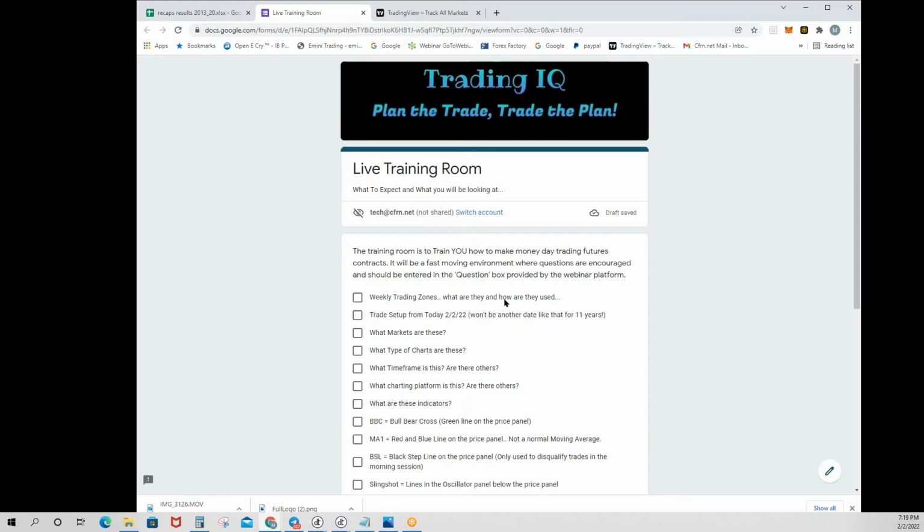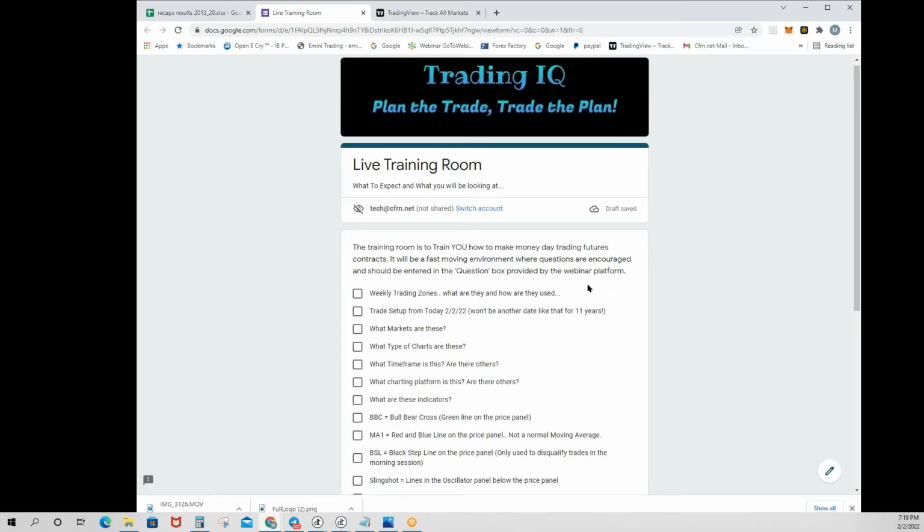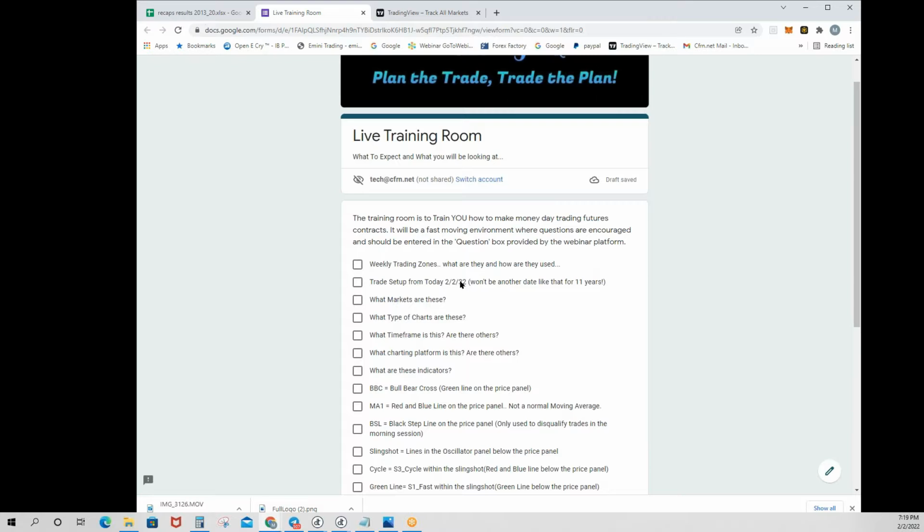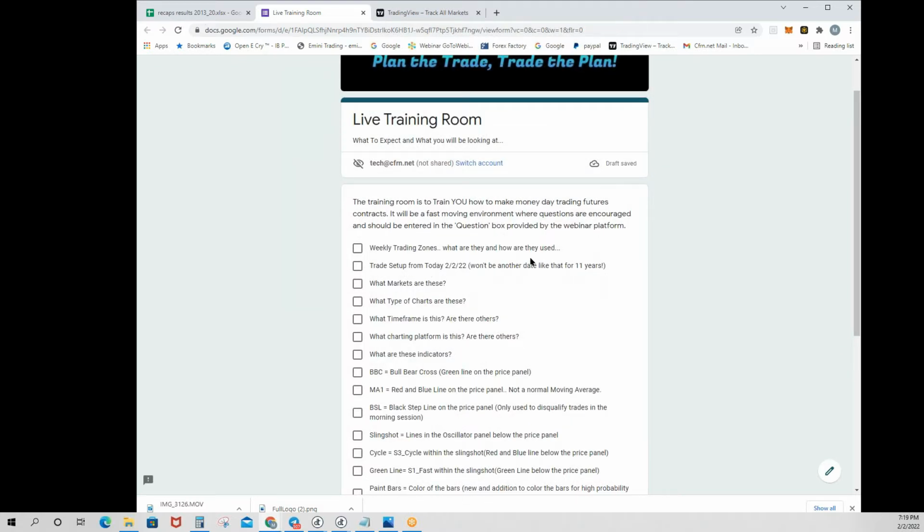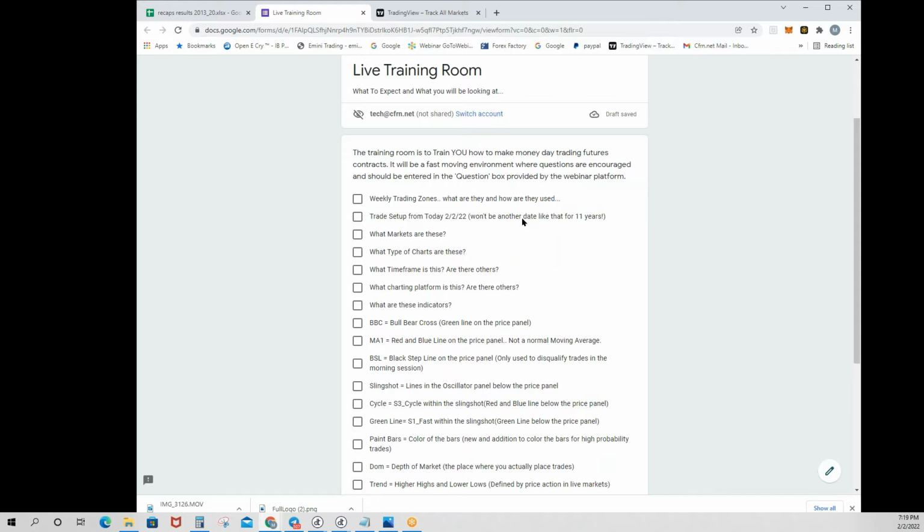Weekly trading zones. That's one of the things we're going to give to you for free. Trade setup. I'm going to show you an example of the trade setup, and then we'll discuss the trade setup. This is going to be a live trade setup that was recorded today in the room today, and we'll show you that, and then I'll discuss it.